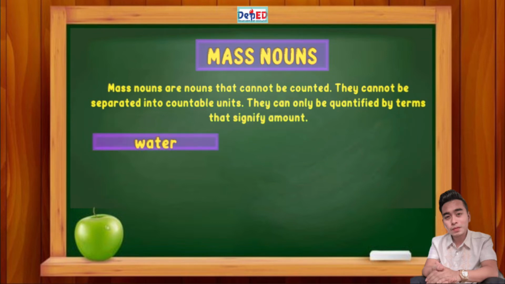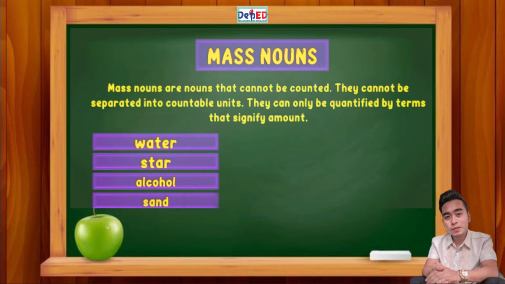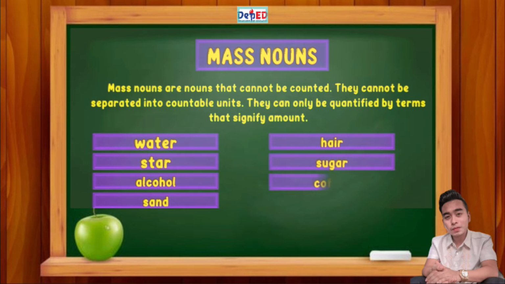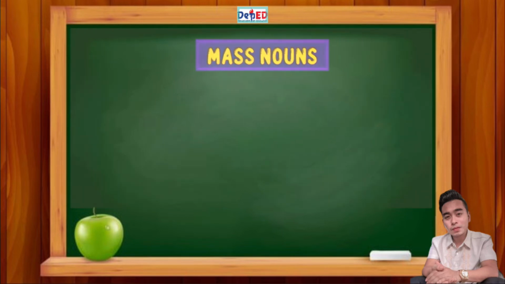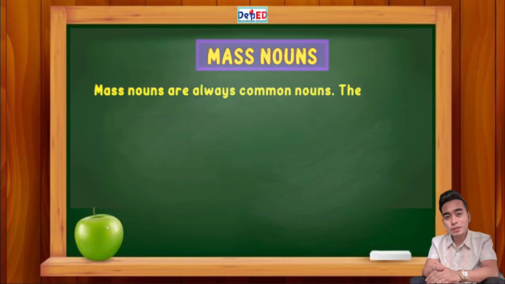For example, water, star, alcohol, sand, hair, sugar, coffee, and oil. Mass nouns are always common nouns.